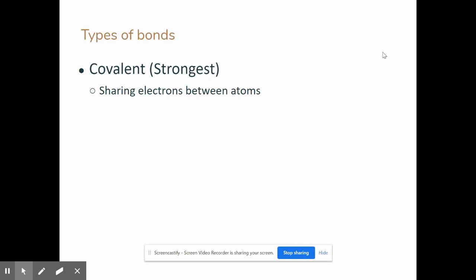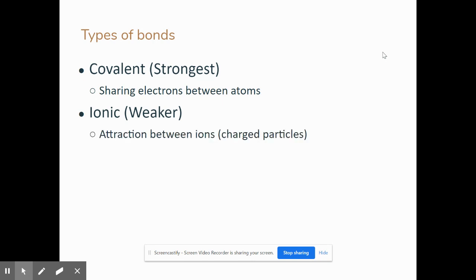Covalent are the strongest. That's when you're actually sharing electrons between atoms, like H2O. Ionic are weaker. That's when there's an attraction between charged particles called ions, like sodium chloride. Sodium donates an electron, becoming slightly positively charged. Chloride accepts that electron, becoming slightly negatively charged. And then there's an attraction between the two.